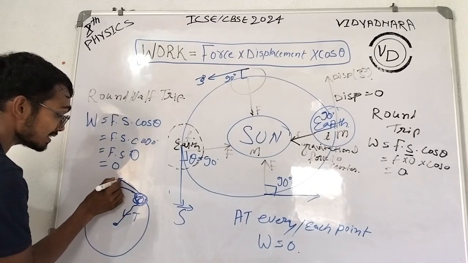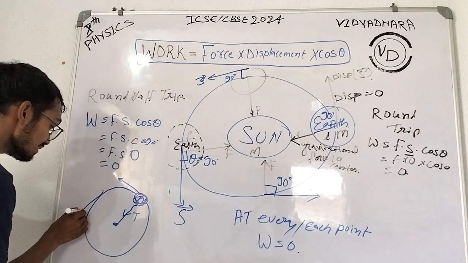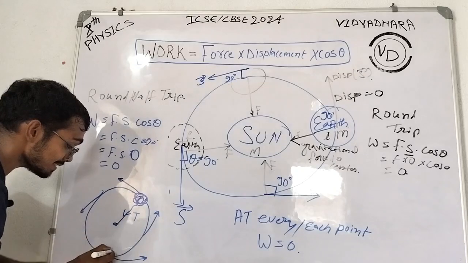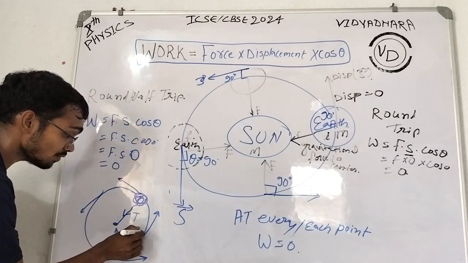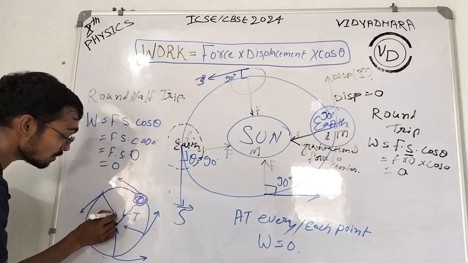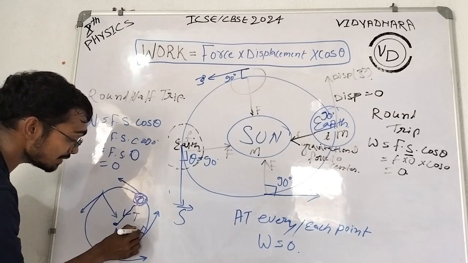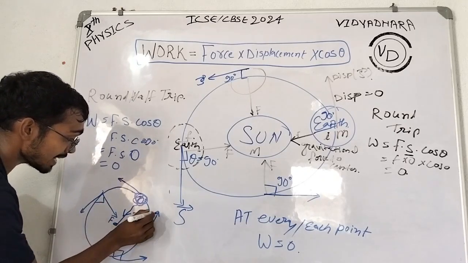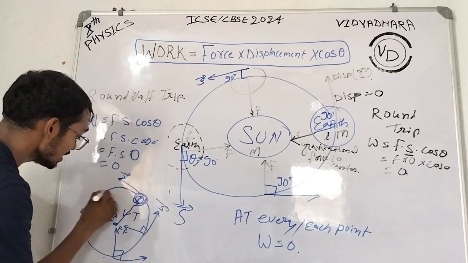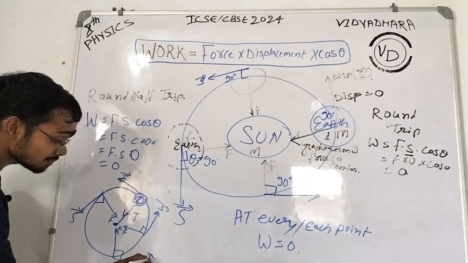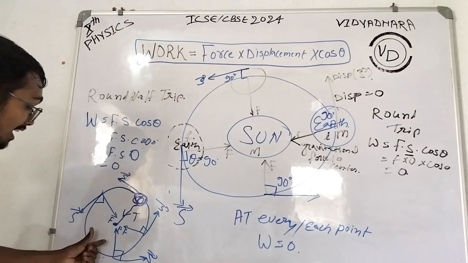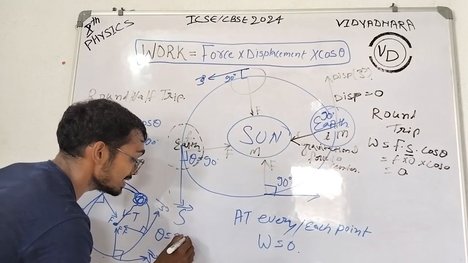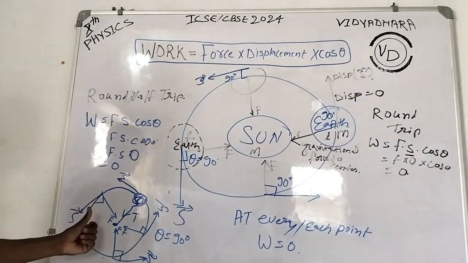And the stone moves like this, here like this, here like this. The force is acting towards the center. So what is the angle between force and displacement? This is force, this is force, this is force, and this is displacement, this is displacement. The theta between displacement and force is 90 degrees. So work done is 0.